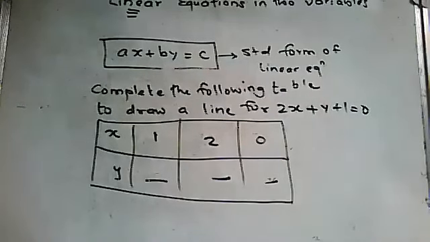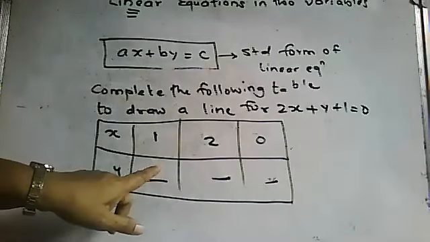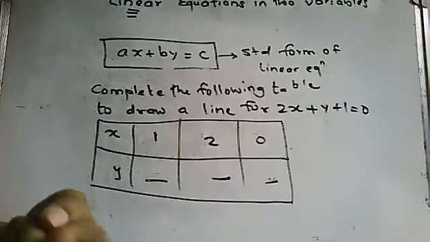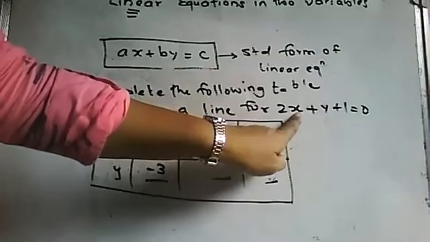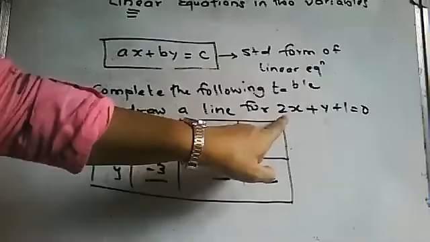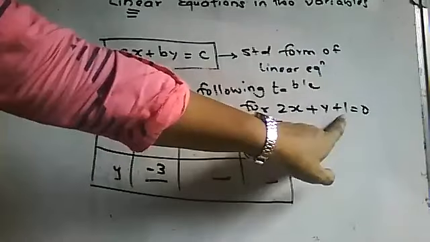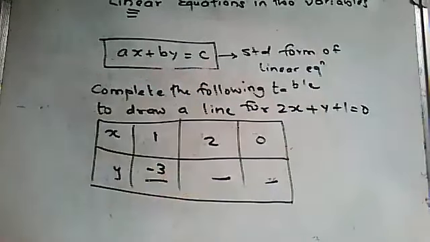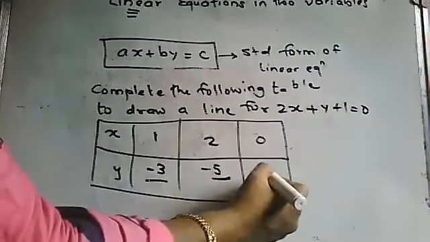Okay, you have to complete this table. But in the exam, they will give you only one or two, or they may give you like this also: comma, comma, comma. -3, -5, -1. Here I got -3. Let's check. 2 ones are 2. 2 plus 1 is 3. 3 goes to the other side, -3. So y becomes -3. X is 2 over here. 2 into 2 is 4. 4 plus 1 is 5. So y is equal to -5. Anything into 0 is 0. And again y is equal to -1.